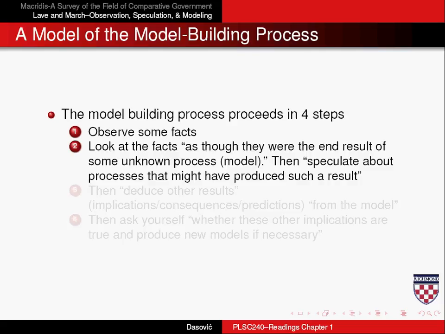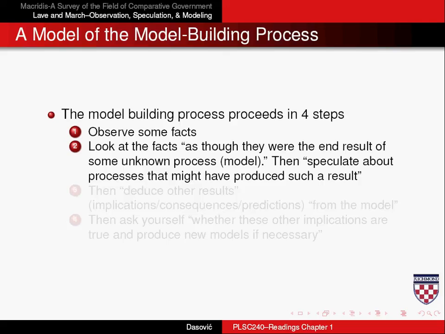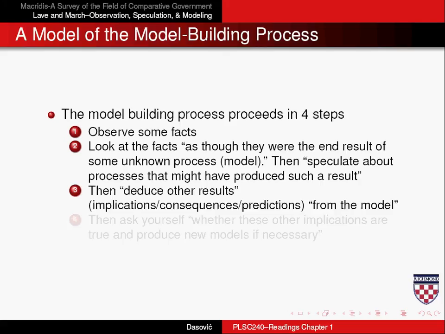The second step is to look at the facts as though they were the end result of some unknown process. Okay, so what process could have created this difference between child mortality rates across countries, for instance? Once you have speculated about a particular process, then in order to get a good theory, you have to move beyond that specific social fact to something that's related.